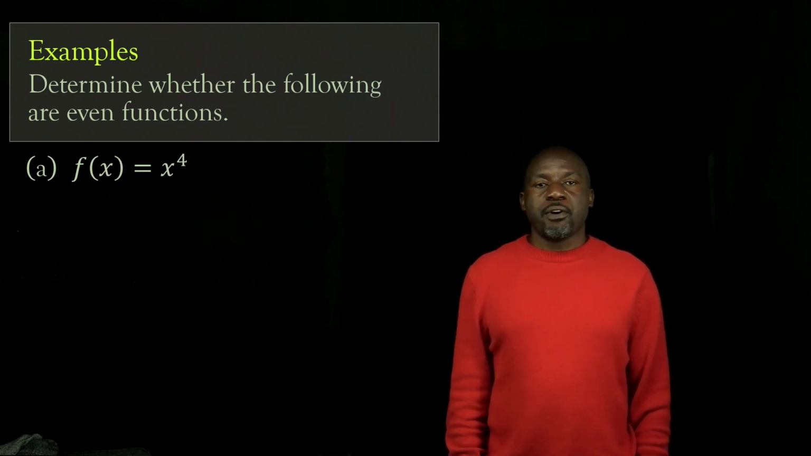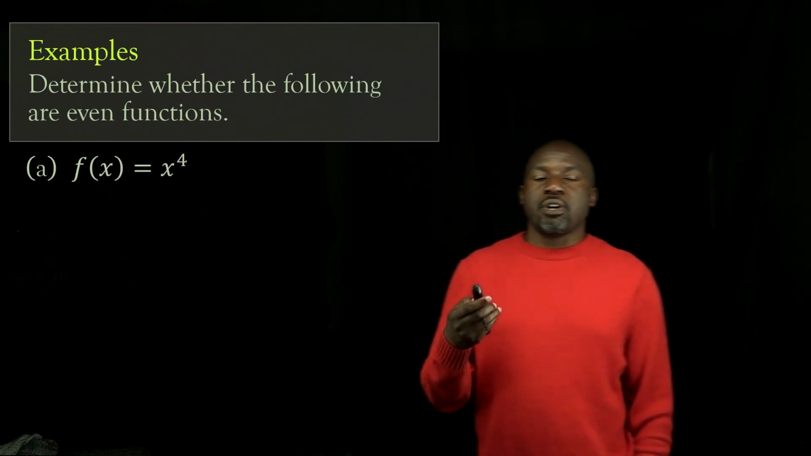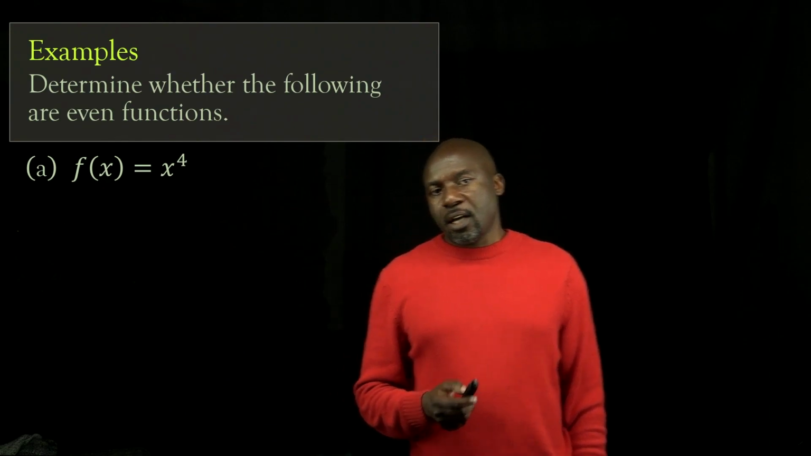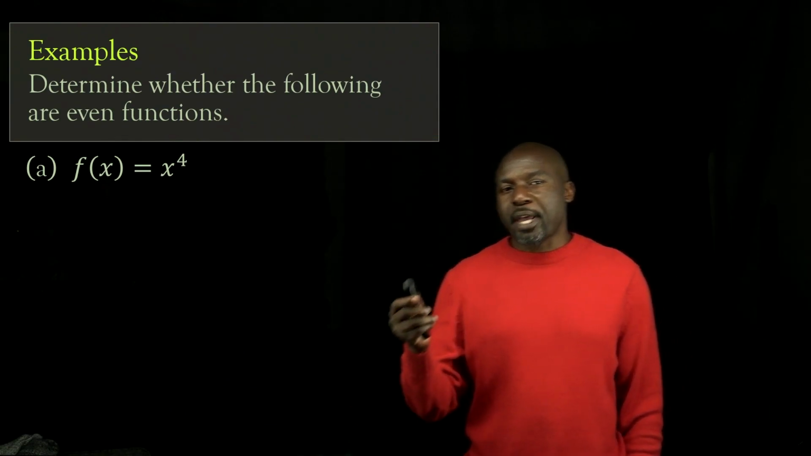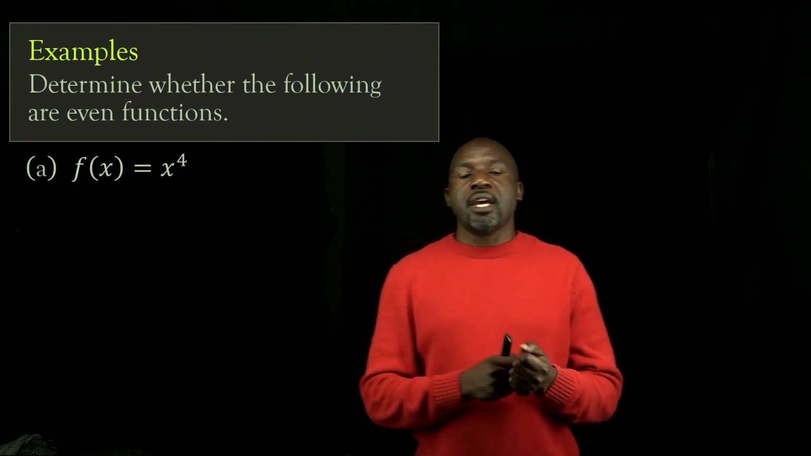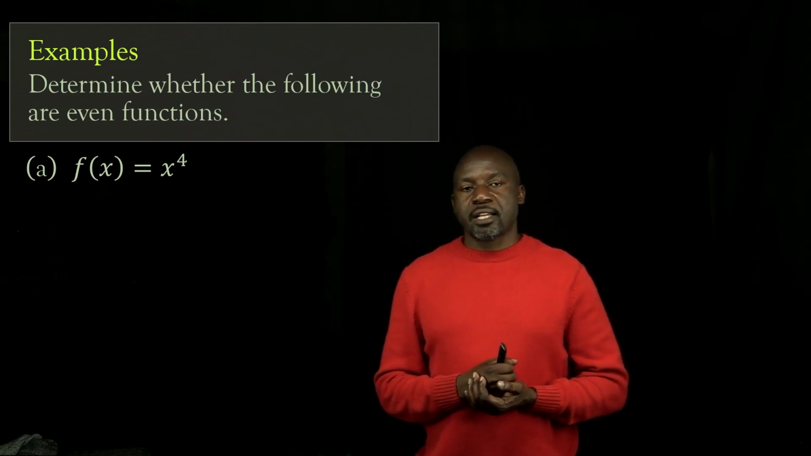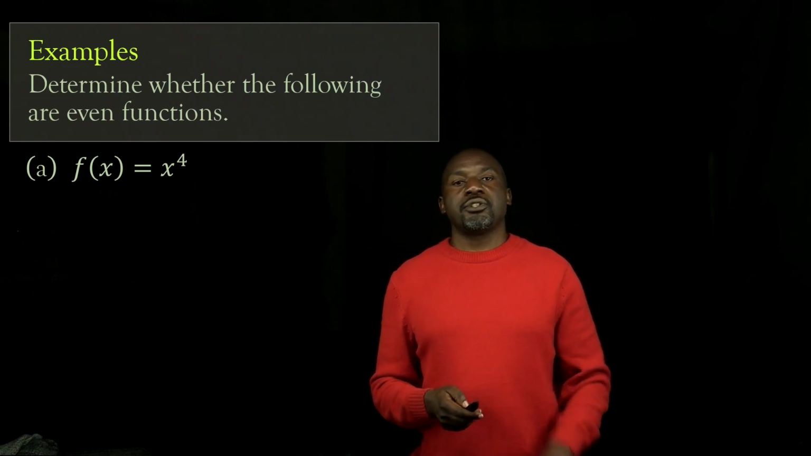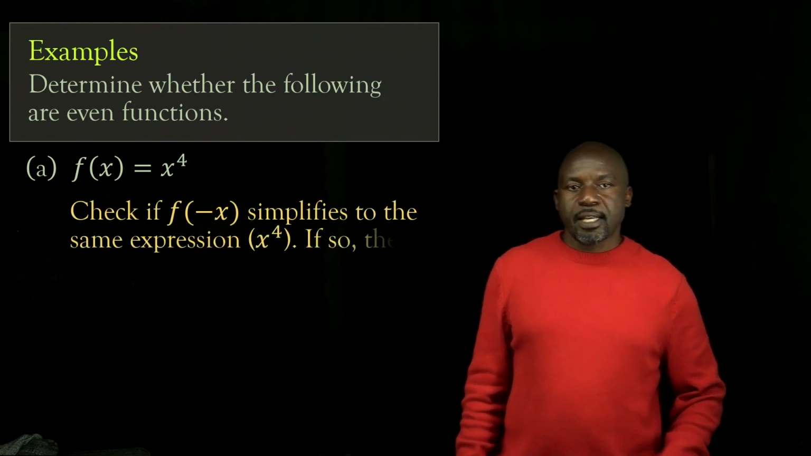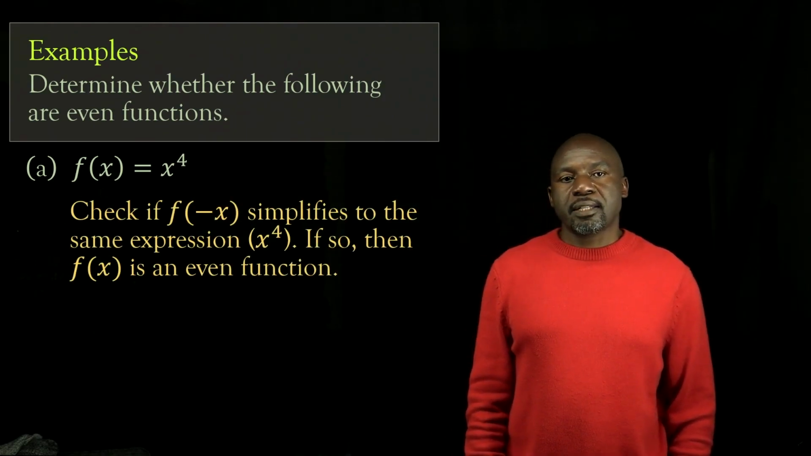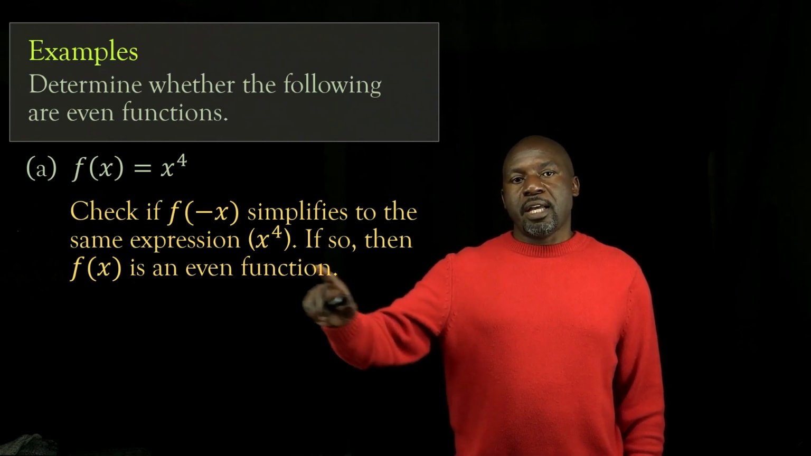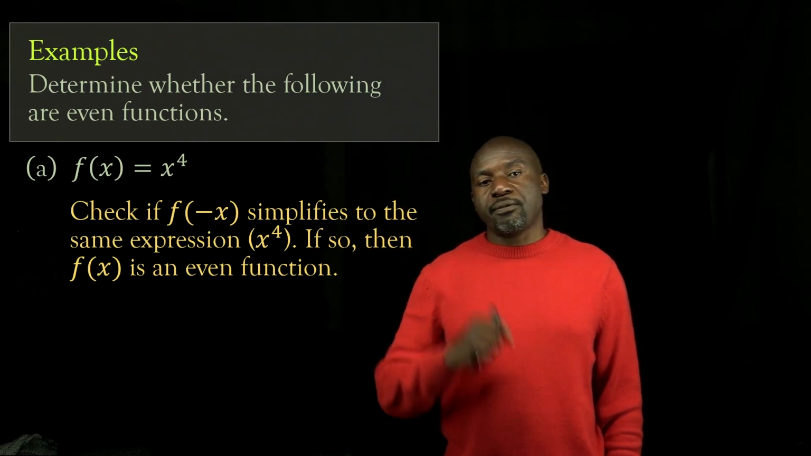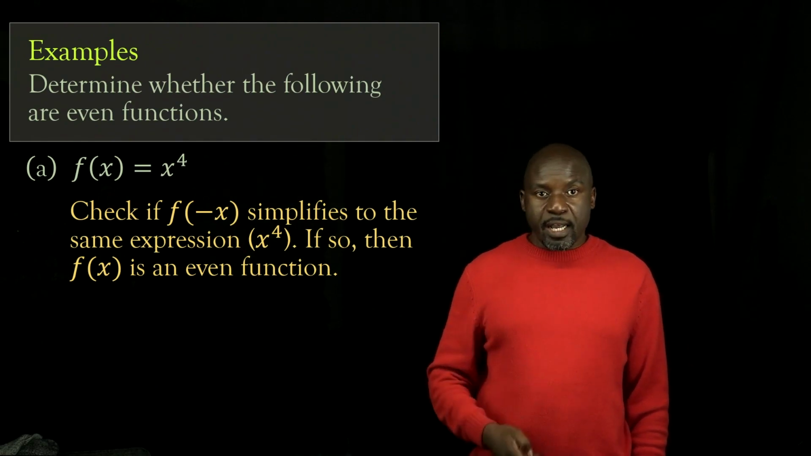f of x is x power 4. Well, if we're going to test whether this is an even function or not, we need to look for f of negative x. If we look for f of negative x and compare with f of x and find that they are equal, then we know that f of x is x power 4 is an even function. If they are not equal, then this is not an even function. So let's see that. Like I said, we want to check if f of negative x simplifies to the same value, x power 4. If this happens, then they are even functions. If that does not simplify to x power 4, then this is not an even function.